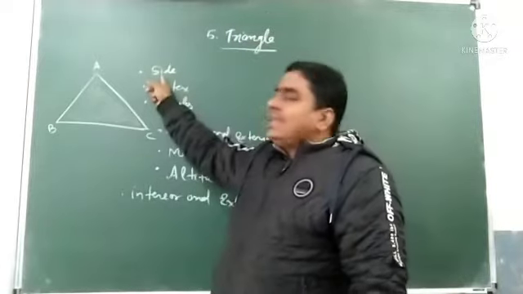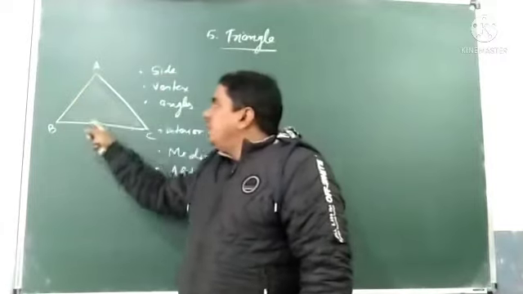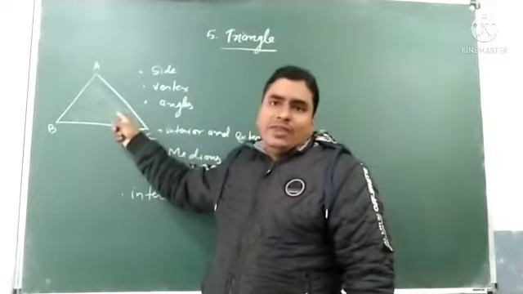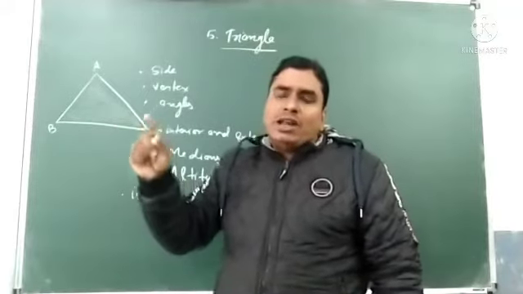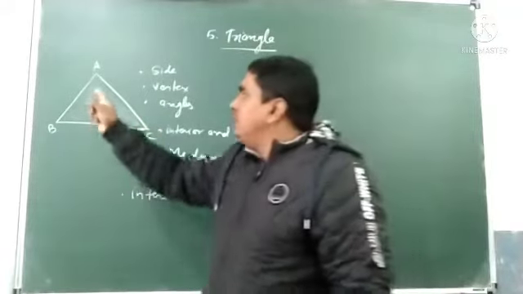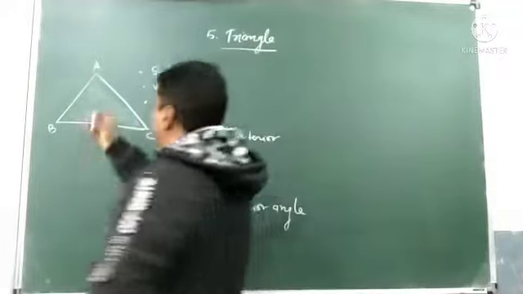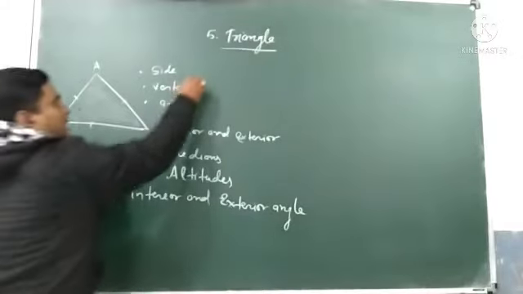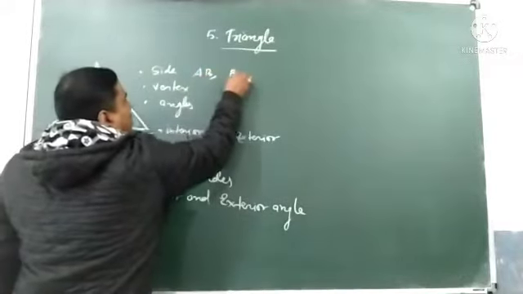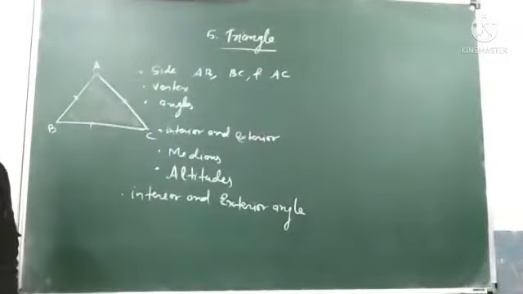Now, second thing, side. What are the sides? The line segments which are bounding this plane figure, those three lines are called sides. So what are the sides? AB, BC and AC. These three are sides.